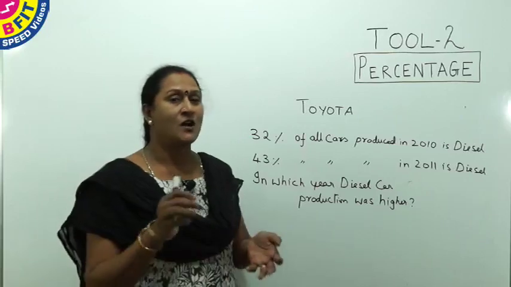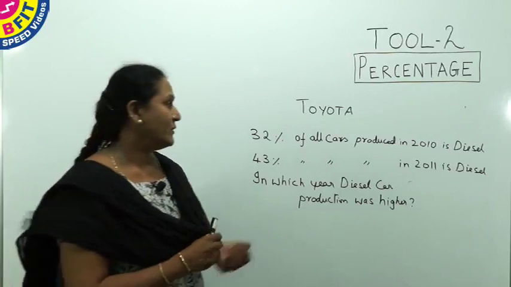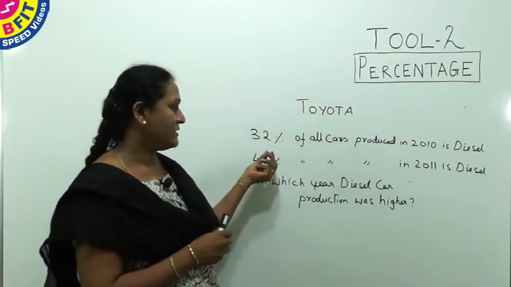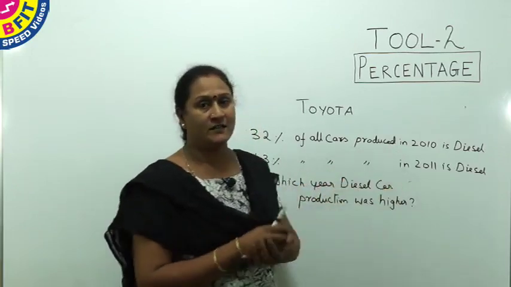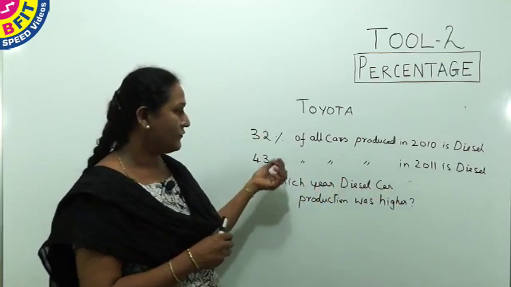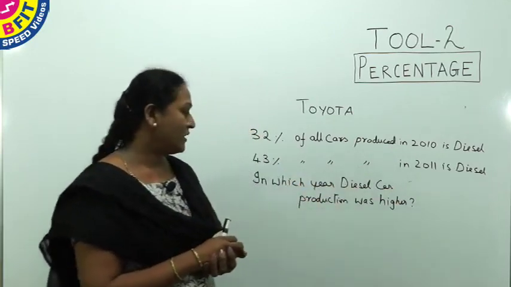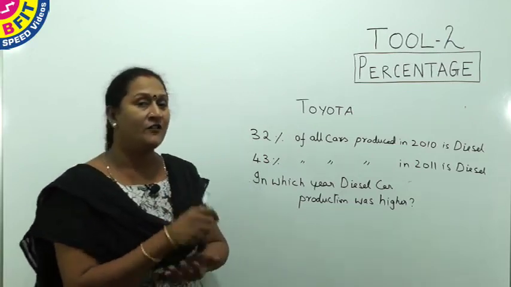So we'll see the next concept under percentage. Here the question is: for the car company Toyota, 32% of all cars produced in 2010 are diesel, and 43% of all cars produced in 2011 are diesel. In which year was diesel car production higher?